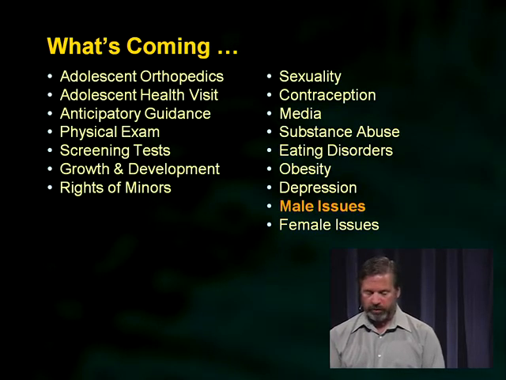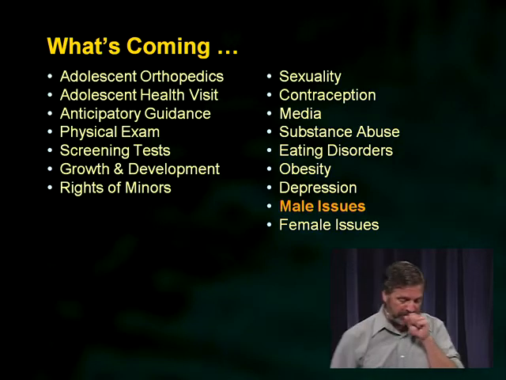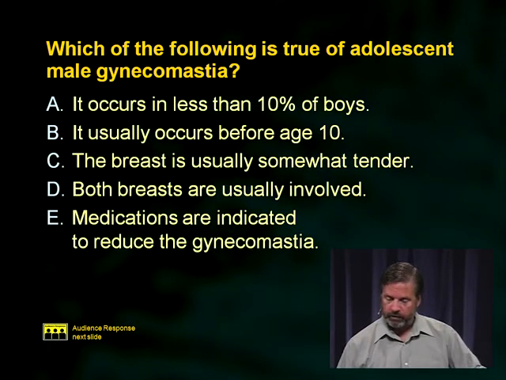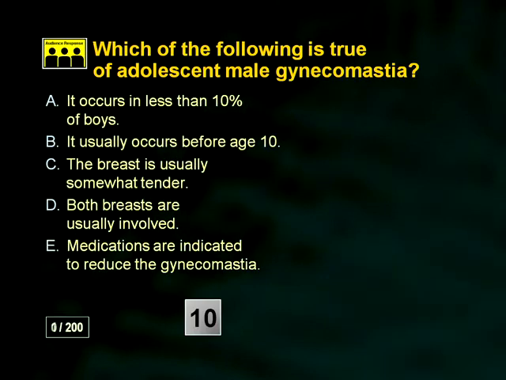All right, we're going to separate out some issues now between males and females and go over some of the concerns that you're going to face with your adolescent patients. First, let's start out with a question about gynecomastia. So which of the following is true about adolescent male gynecomastia? A, it occurs in less than 10% of boys. B, it usually occurs before the age of 10. C, the breast is usually somewhat tender. D, both breasts are usually involved. Or E, medications are indicated to reduce the gynecomastia. What's the best choice there?